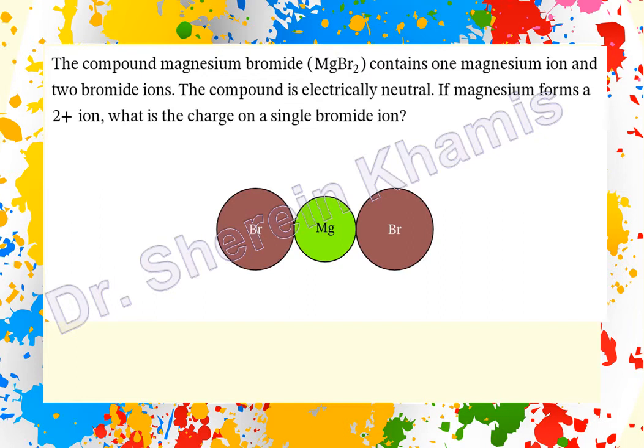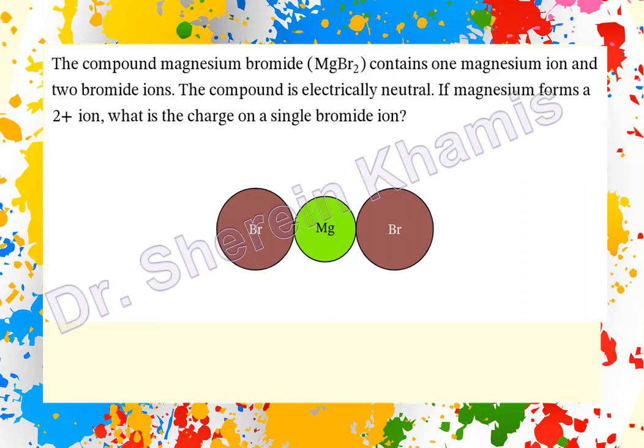I said when we write the chemical formula, we make an exchange of valences. What happened here? Magnesium exchanges its valency with bromine, so beside it at the bottom we will write 2, and bromide here is an ion that gains 1 electron.